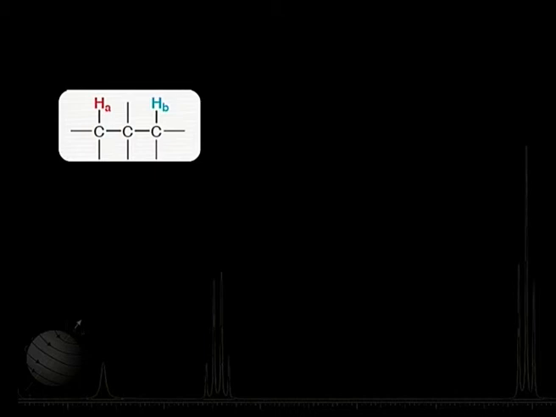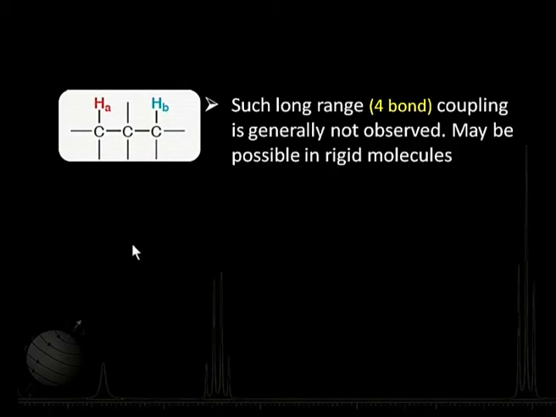Third possibility, if you look at this, suppose these two protons are there. This is one, two, three, four bond. This four bond coupling is very weak. This is called a long range coupling. Beyond four and beyond is normally not observed. But suppose the system happens to be a rigid system, there is a possibility of this kind of interaction coming into the picture, but not very often observed.